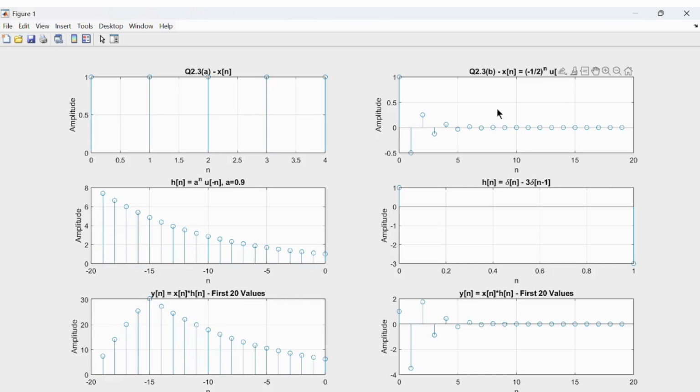For part B, Sn shows a decaying alternating sequence starting from 1 at n equal to 0. Hn shows only two values, which is 1 at n equal to 0 and negative 3 at n equal to 1. Yn shows the convolution output, also alternating and decaying, for the first 20 values from n equal to 0.